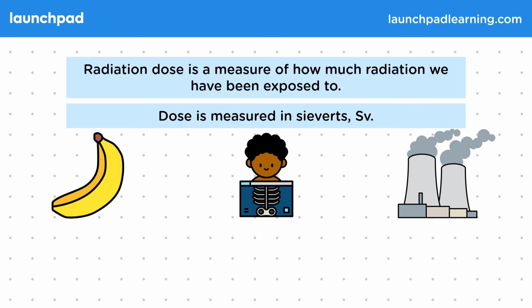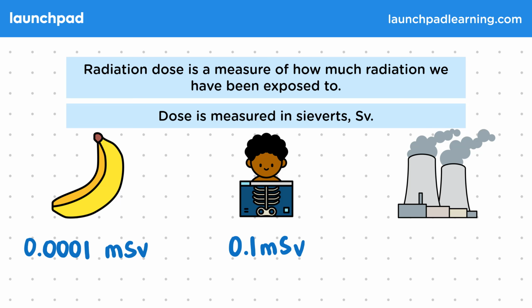Looking at some examples, we receive a small radiation dose from eating a banana, for example, about 0.0001 millisieverts, and this is a very small dose, so it's low risk. We receive a medium radiation dose from having an X-ray, about 0.1 millisieverts, so we need to limit the number of procedures that we have.